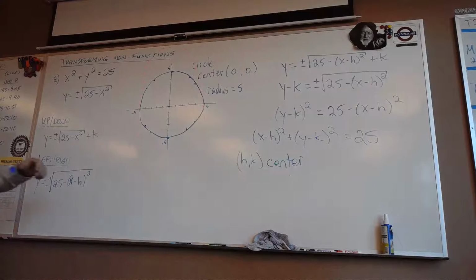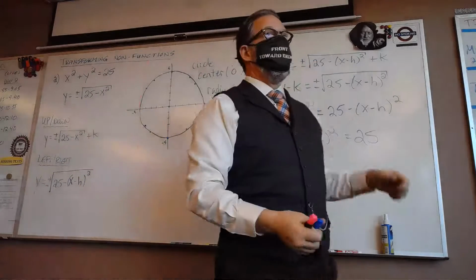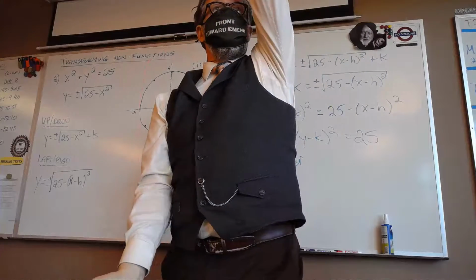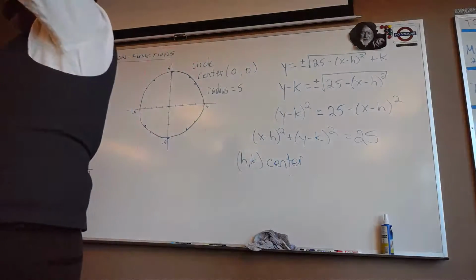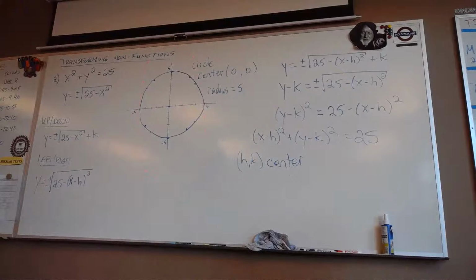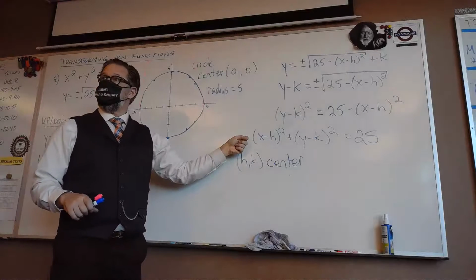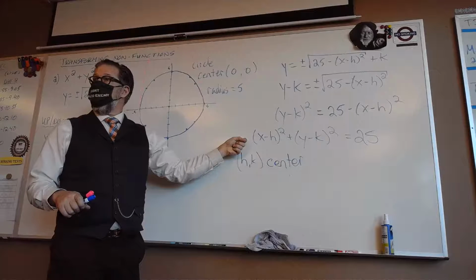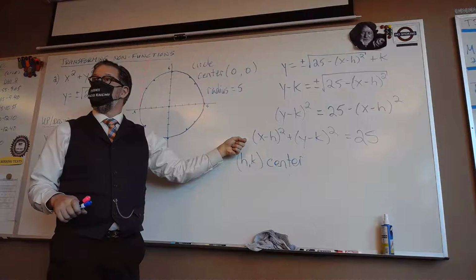If I put a stretch factor into this equation, I would have turned it into an oval instead of a circle because it's a vertical stretch. So where's the stretch factor in this equation? What's the radius of this circle? 5. What's the radius of this circle? 5. How do I change the radius?